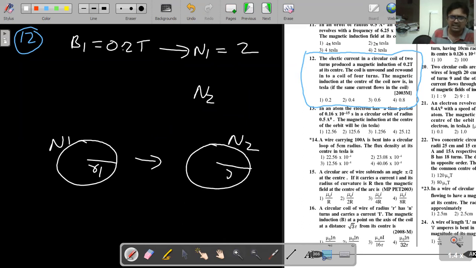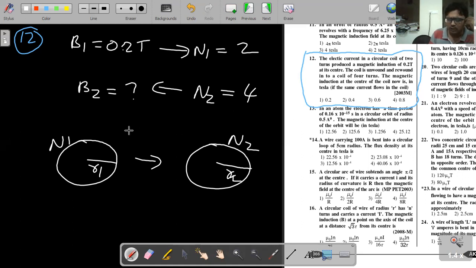Now when the turns change, no doubt the radius also will change, so let me take R2. They didn't give any information about the radius relations, nothing is provided there. But N2, what happened? They told that it is made into 4 turns. Now they are asking the question: what is the B2 value? How to find the B2 value now?